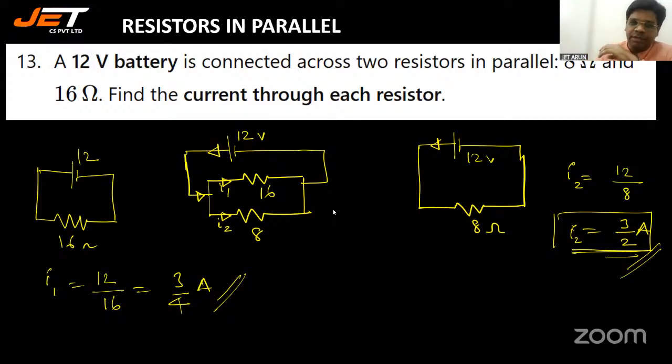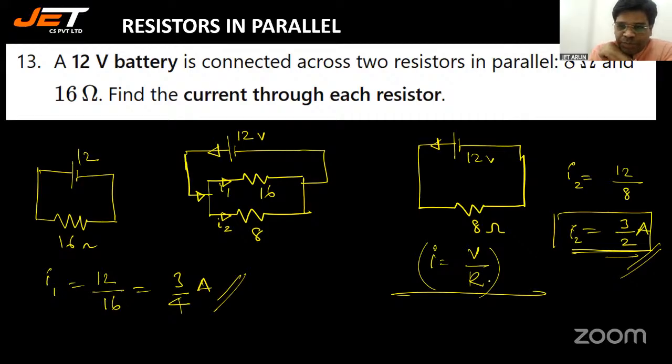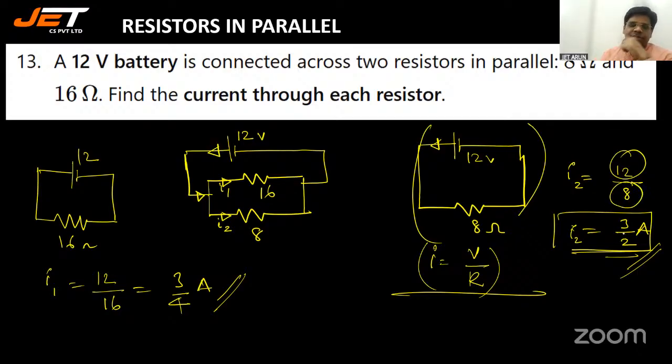I is equal to V by R. Current is equal to the potential difference across the resistor by the value of the resistance. What is the potential difference in this case? 12. Value of the resistance is 8. 12 by 8, that is 3 by 2 amperes. As Abdul mentioned, 1.5. For the 16 ohms, 12 by 16, the potential difference across this resistor by the value of the resistance. That's 3 by 4 amperes.